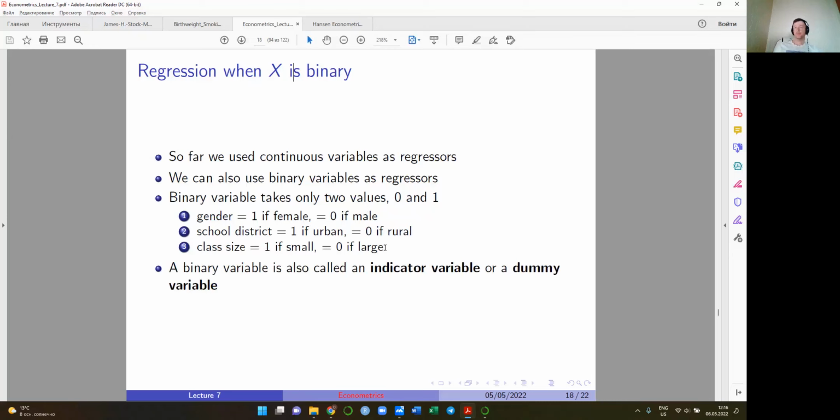Also, regarding the terminology, this binary variable can sometimes be called an indicator variable, or maybe the more popular name, a dummy variable. So don't be confused whenever you hear dummy variable, binary variable, or indicator variable, that's the same. We are talking about the same thing.